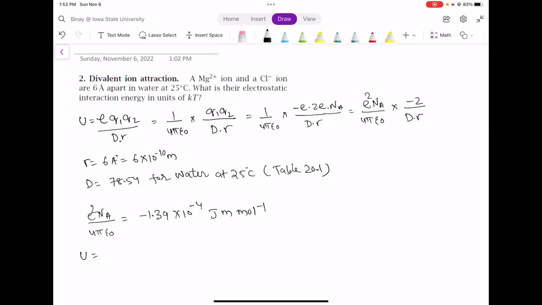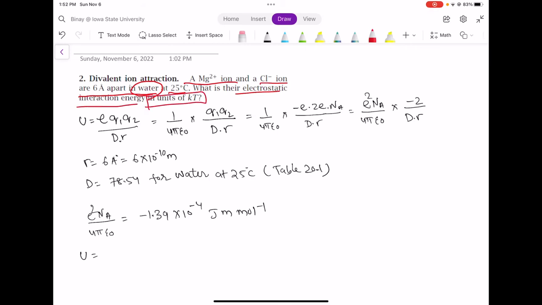Hello everyone. Today I am going to solve problem 1 which is 2 from the chapter 20 problems of homework 8. So let's go through the question. The question says a magnesium 2 plus, which is a divalent ion, and a chlorine minus ion are 6 Angstrom apart in water. So the medium is water, not vacuum, at 25 degrees Celsius. We have to calculate their electrostatic interaction energy in terms of kT.